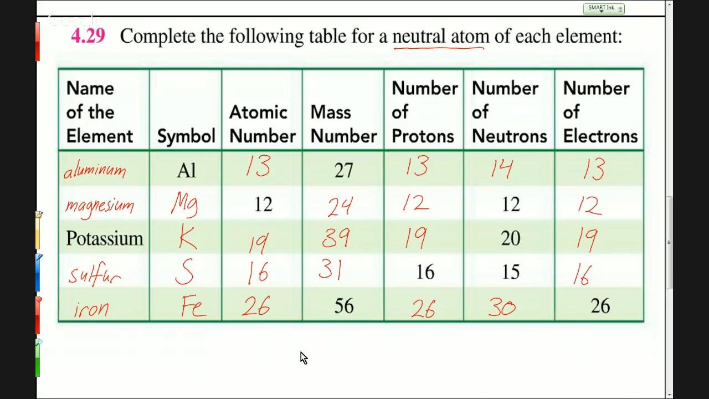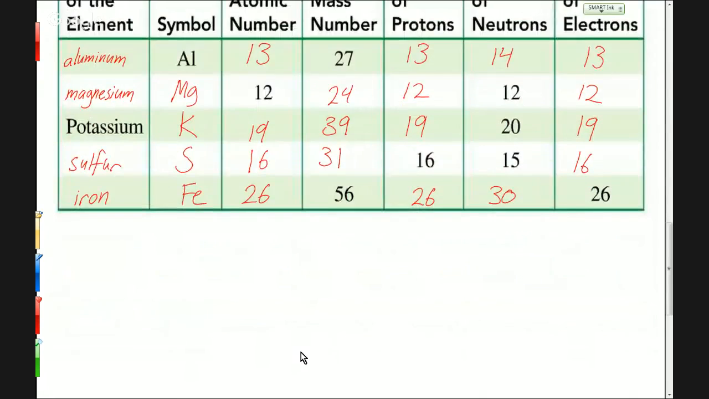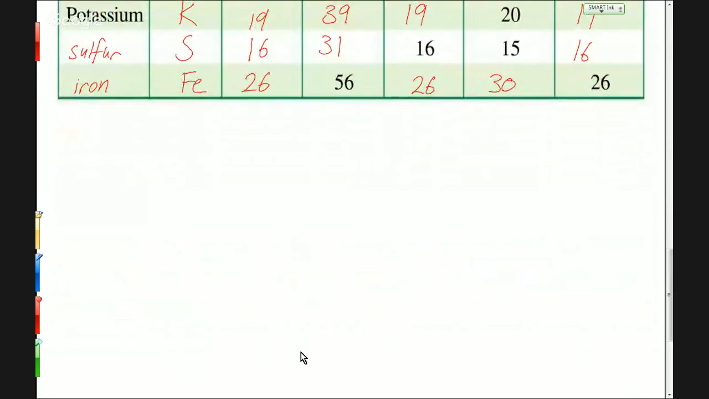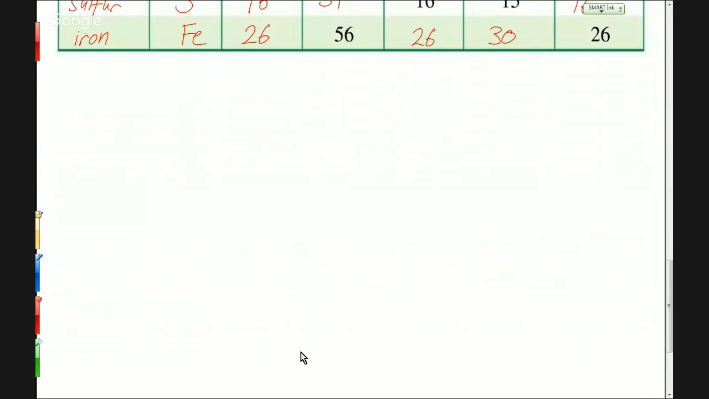That's atomic structure. So I don't want to go into ions right now. We'll get into that more on Thursday. A little ahead of ourselves. So we'll stop there.